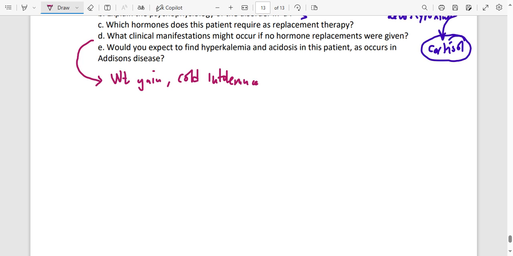So besides the thyroid hormone, we also have the luteinizing hormone and follicle stimulating hormone being low. What will be the effect of those? There's going to be infertility.